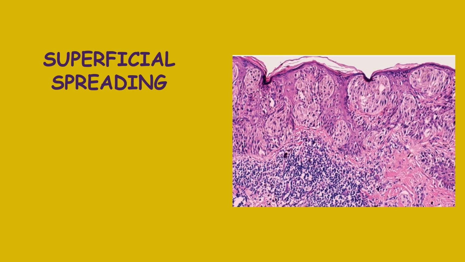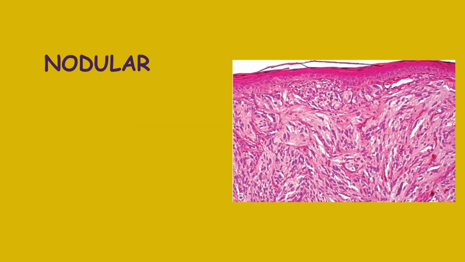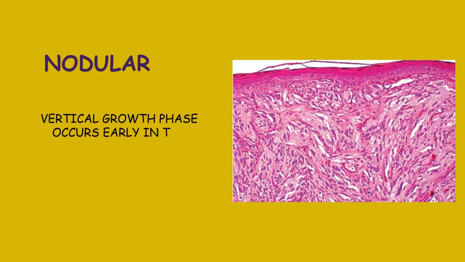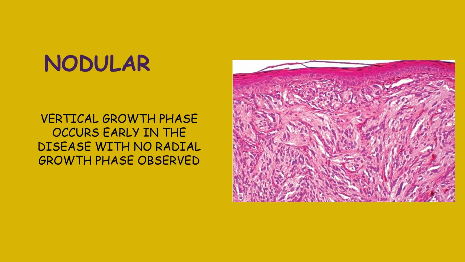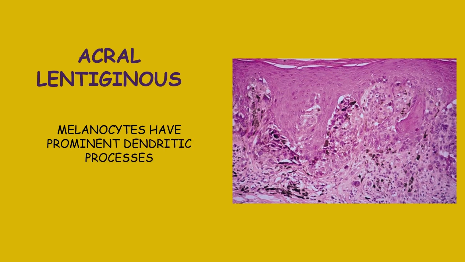Histologically, the superficial spreading variety exhibits a pagetoid spread, that is, single tumor cells infiltrating into the upper layers of surface epithelium. While in nodular melanoma, vertical growth phase occurs very early in the disease and no radial growth phase is observed histologically. In the acral lentiginous variety, it is observed microscopically that the melanocytes have prominent dendritic processes.